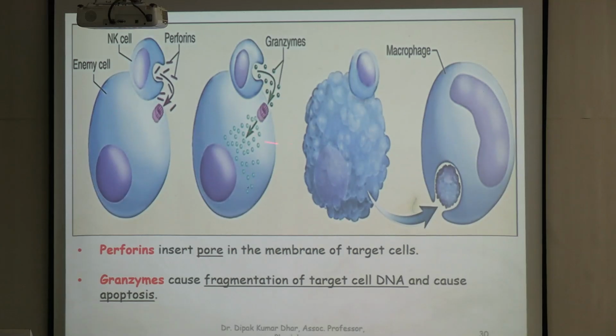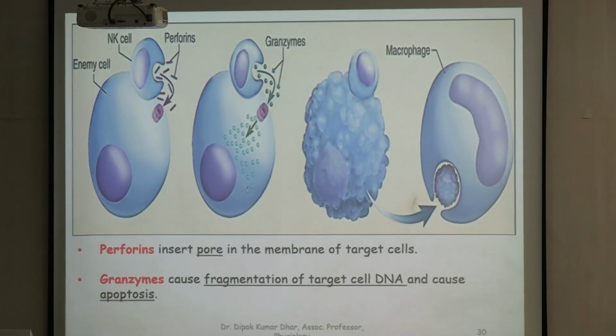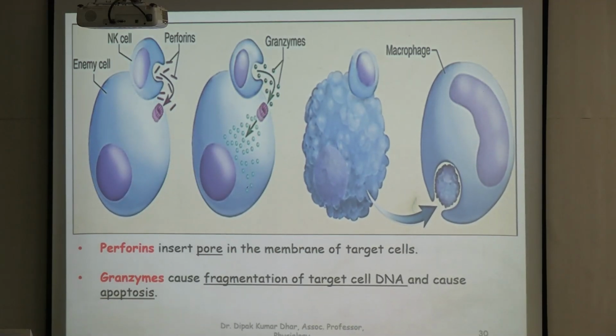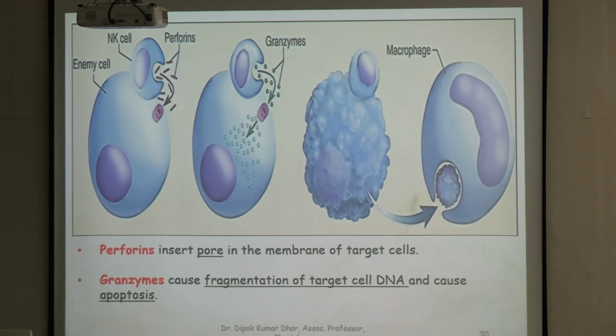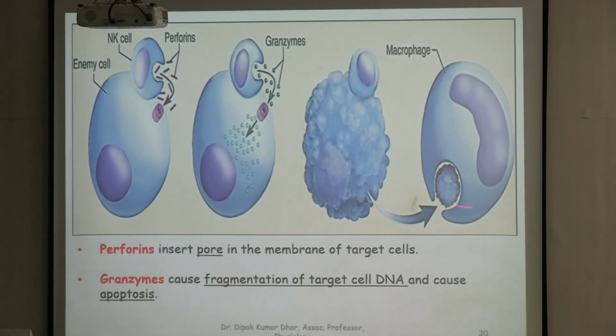Once the proper pore is formed, granzymes are introduced in the process of this interaction. Granzymes are enzymes which can break down the nuclear material of the affected cell. So this is how the natural killer cell is acting.